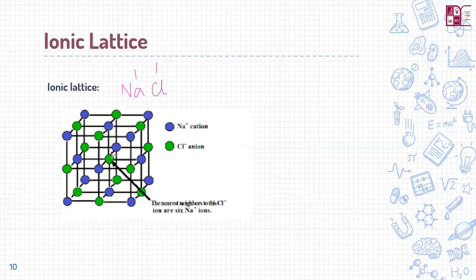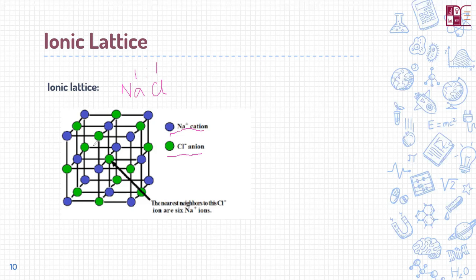So the nearest neighbors to this chloride atom, if this is chloride, if this is iodine, sorry, and this is sodium cation, they're represented by their blue and green dots. So this has 6 sodium ions surrounding it.